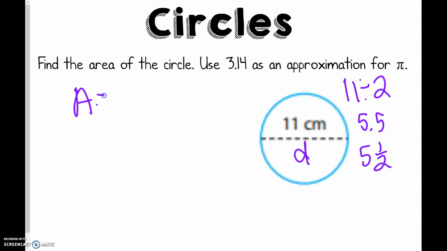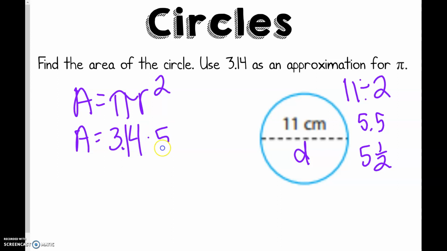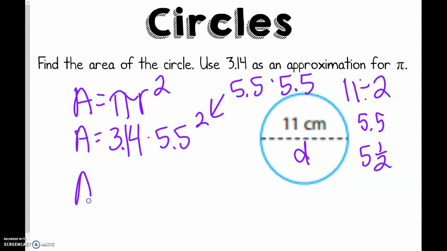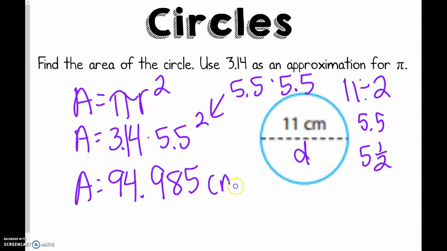So let's get our formula set up here with the pi r squared, and we get A equals 3.14 for pi times 5.5 squared, and again, you can think of that as 5.5 times 5.5. So go ahead and multiply those three numbers together, 3.14 times 5.5 times 5.5, and you should get 94.985, and we want centimeters squared because this time it was centimeters. Okay, and that's pretty much it.